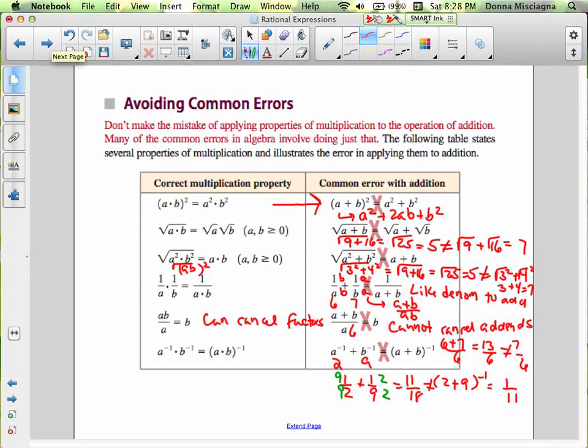So you can see that these properties that work for multiplication cannot be applied to addition. Properties of multiplication are different than the properties of addition.